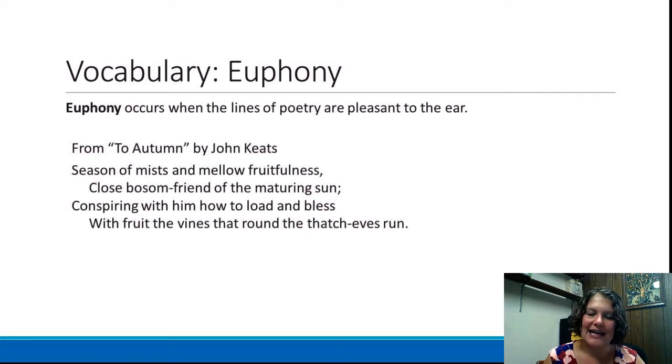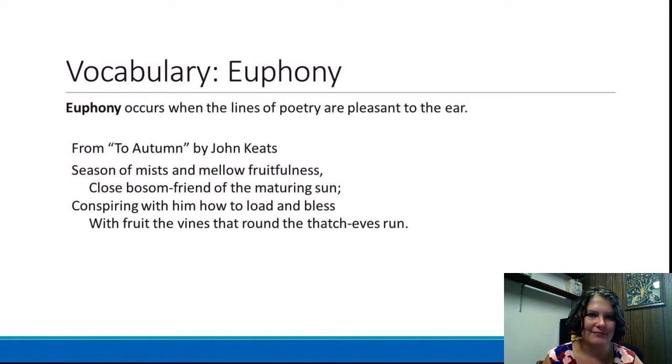As I read it, I want you to listen to it. First of all, listen for patterns of sound that you might notice, the repetition of vowel sounds or the repetition of consonant sounds. But then also I want you to think about what the overall effect of that is as you listen to it. From To Autumn by John Keats.